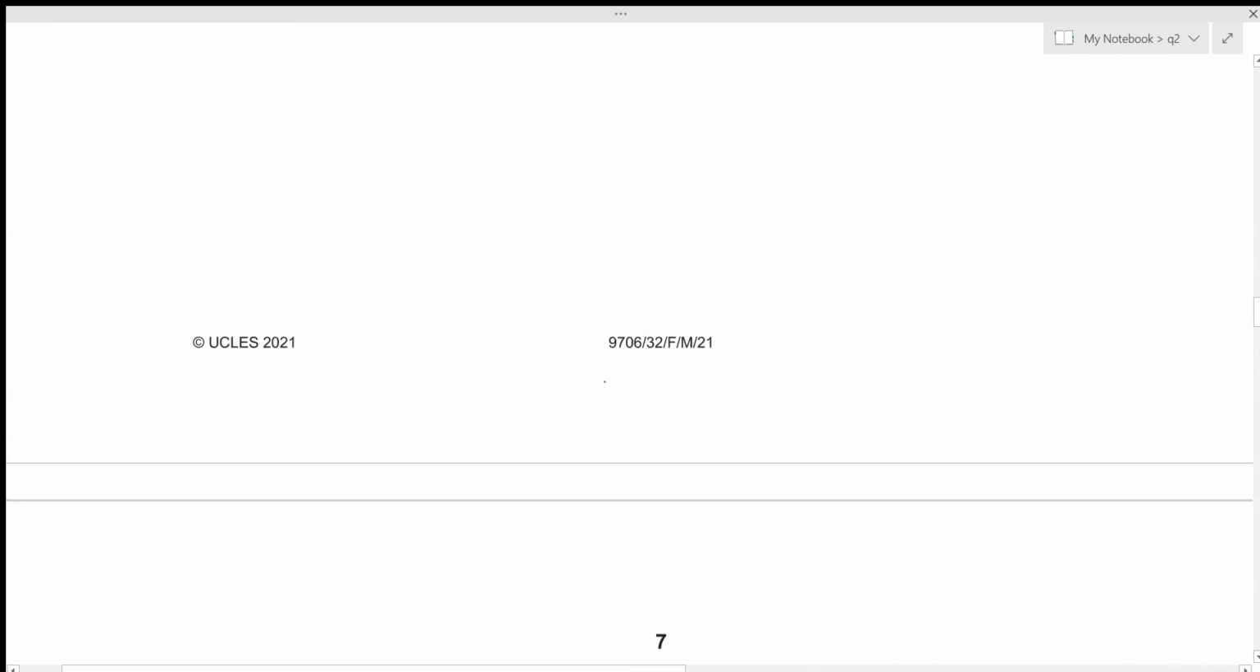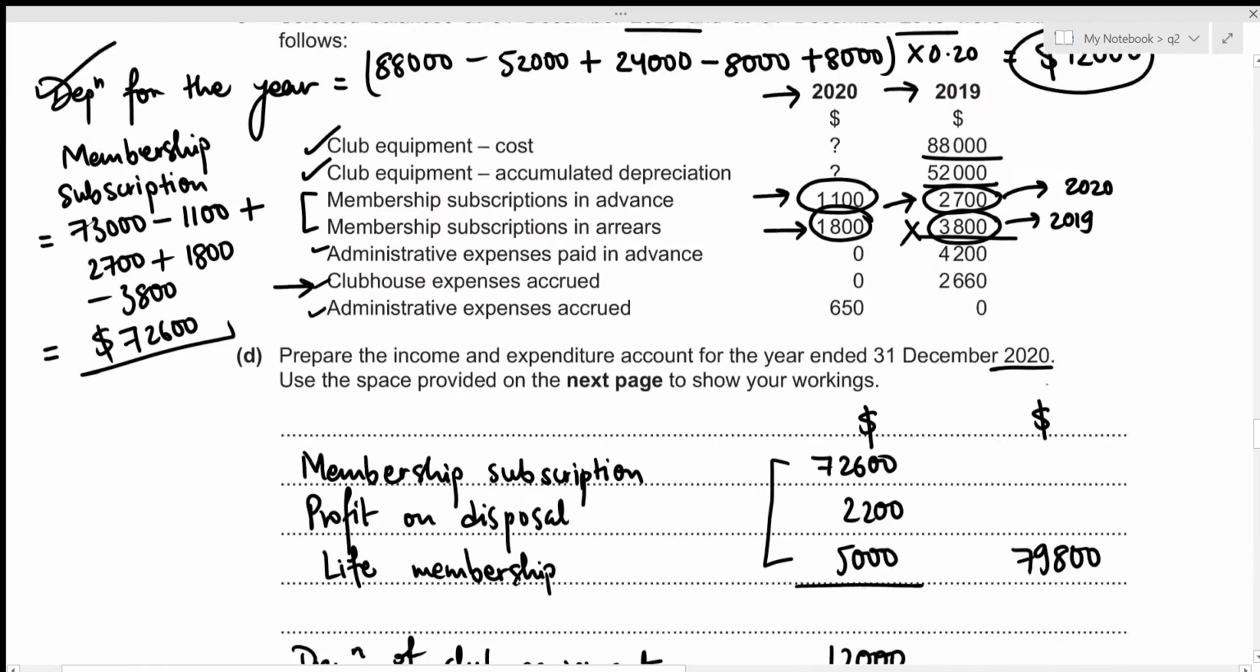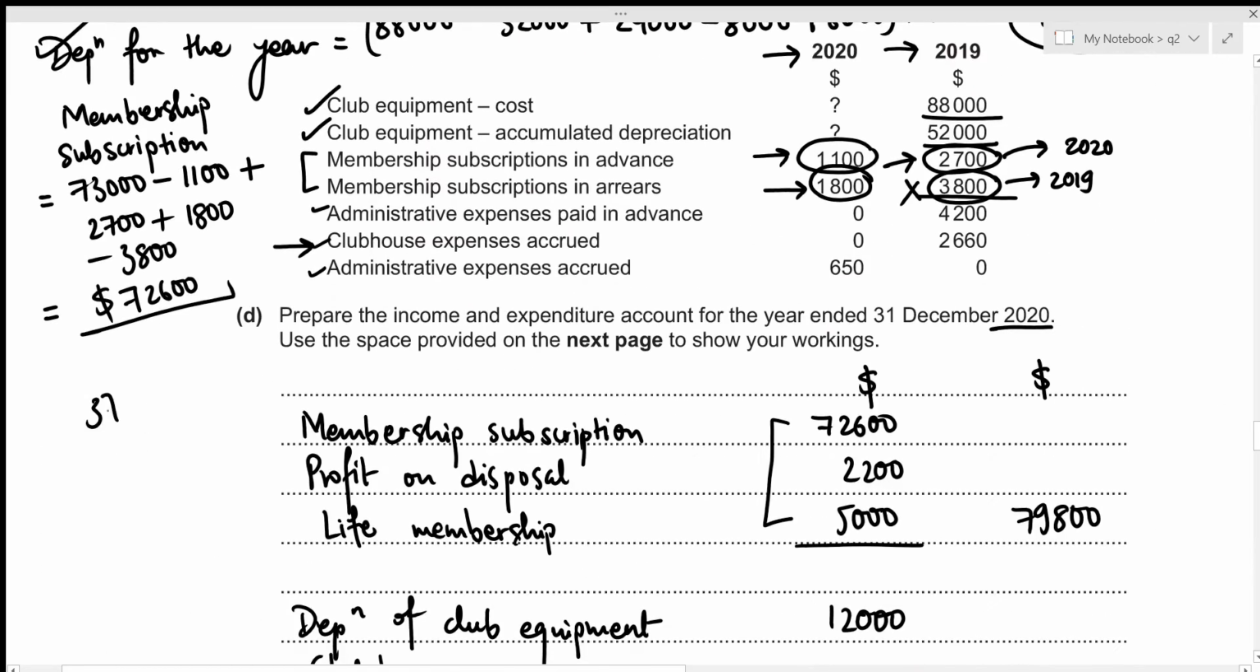Let's have a look. We can see our clubhouse expenses right here, which amounted to 37,000. So we will adjust the accruals to this amount. That's 37,000. All right. And we can see that the accrual at the end of 2020 is 0. So no clubhouse expenses is yet to be paid for this year, right? But for 2019, we can see that the accrual amounted to 2,660, and this just means the clubhouse expenses yet to be paid for the year 2019.